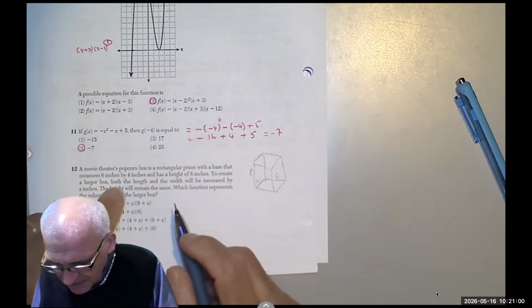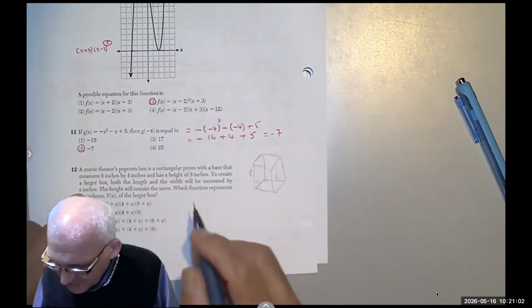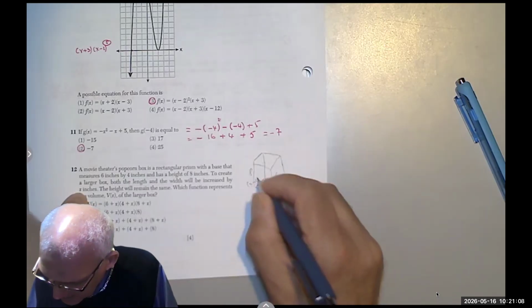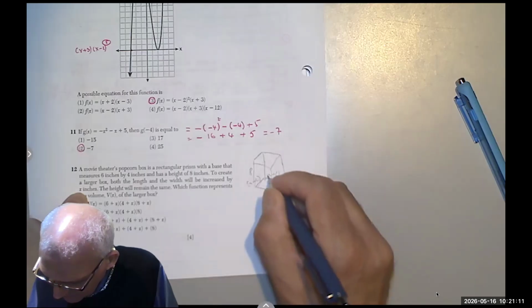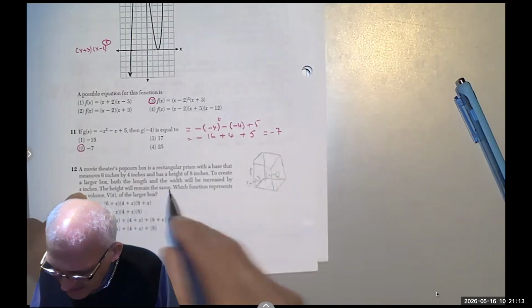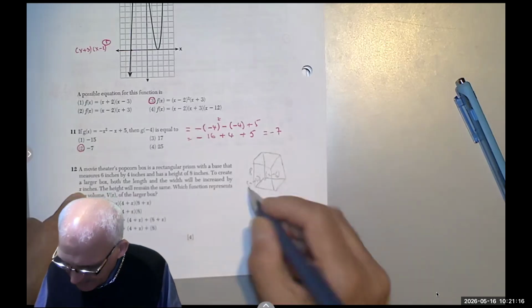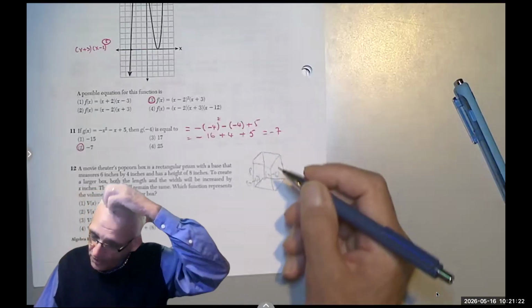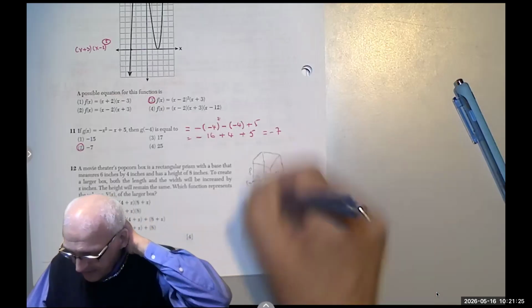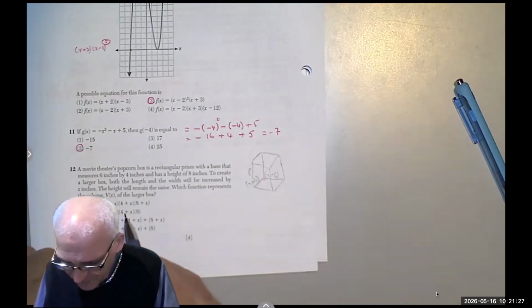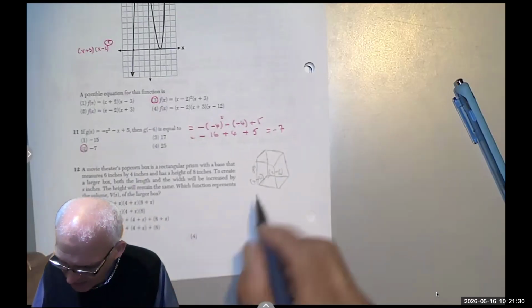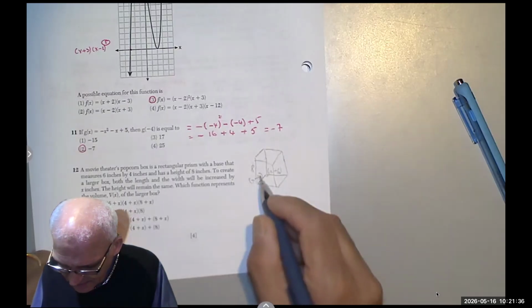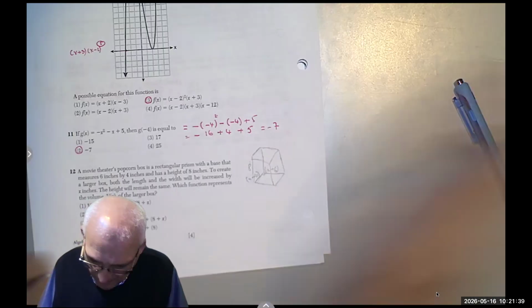To create a larger box, both the length and the width will be increased by x. Length and width. So x plus 4, x plus 6. The height will remain the same, so 8. So what is the volume? X plus 4 times x plus 6 times 8, right? Width times length times height. It's not the first, it's the second one. 6 plus x or x plus 6 times 4 plus x or x plus 4 times 8, so it's 2.